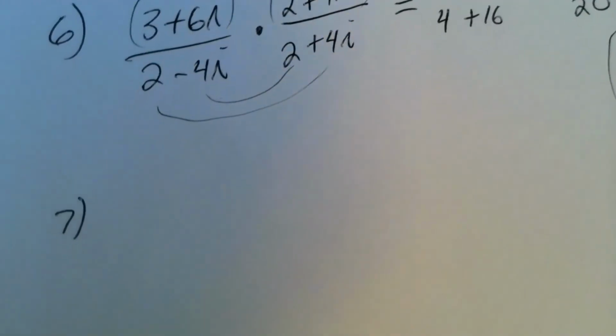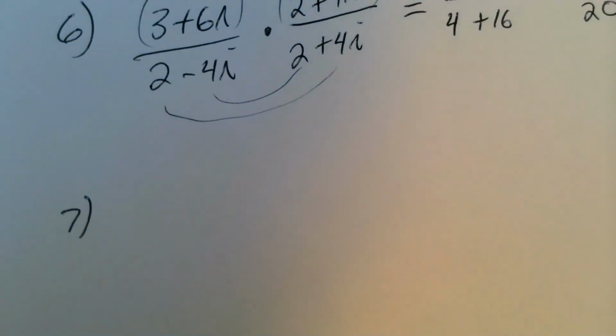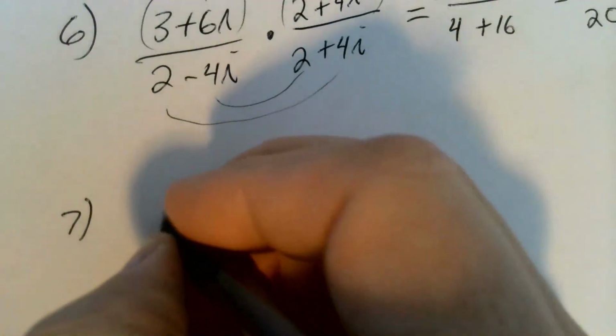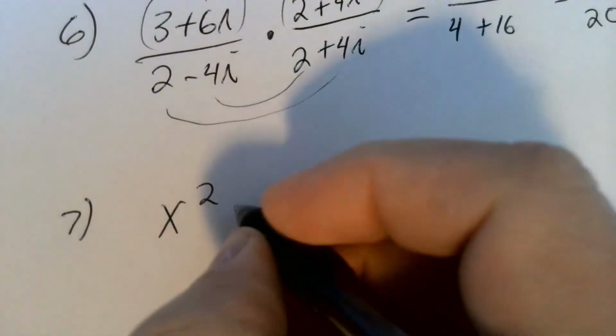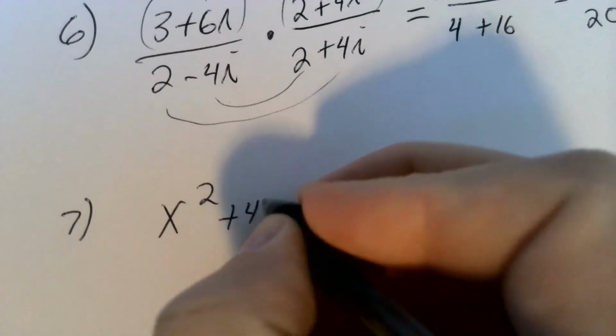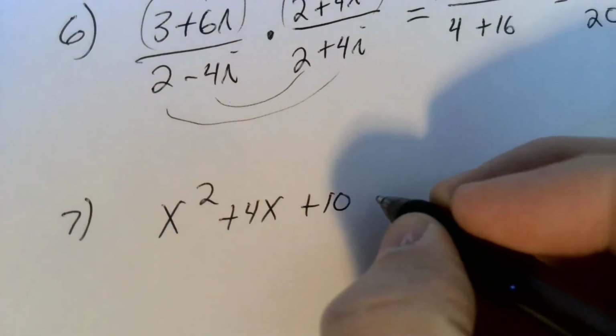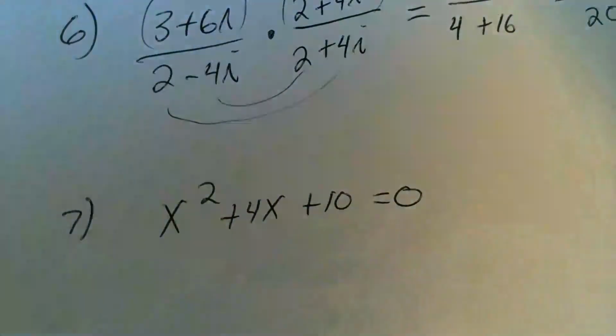So again, you could try one of these, but there's lots of them to practice on. So I'm going to go right to one that's a little bit more complicated now. So let's do x squared plus 4x plus 10 equals 0.